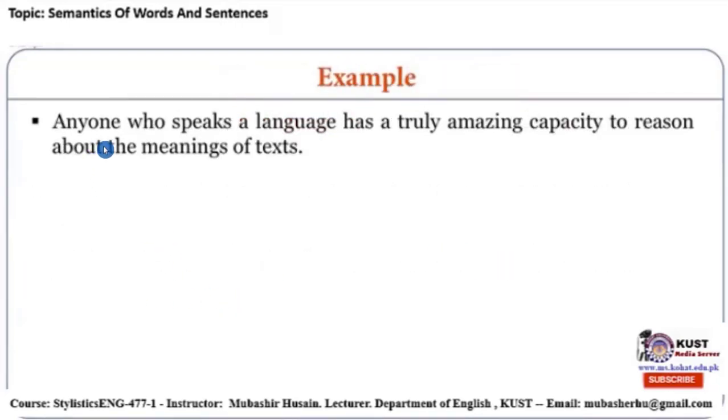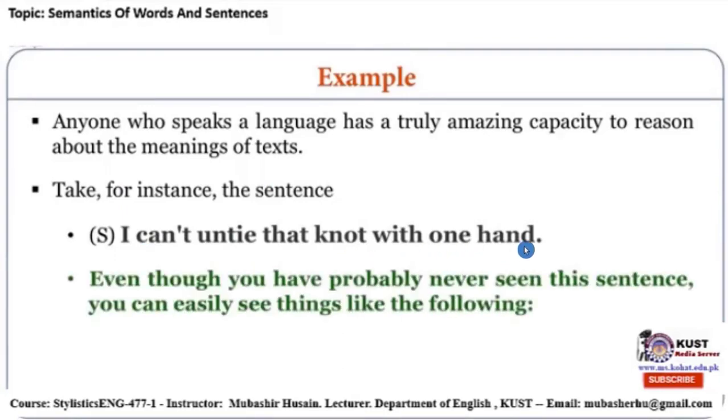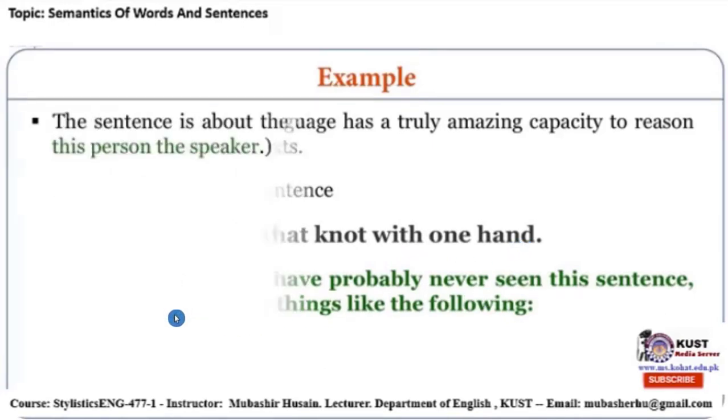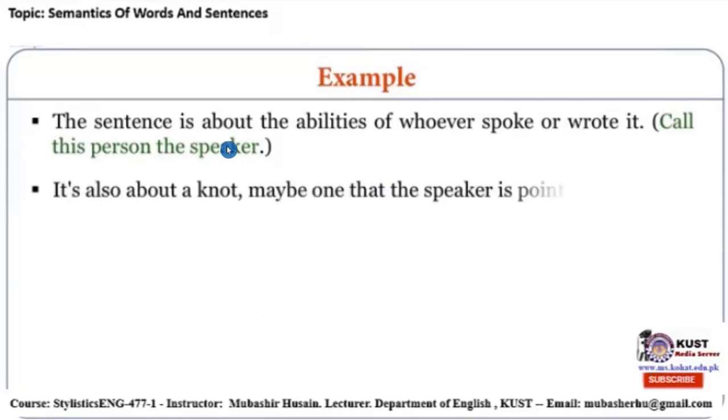I will just give you an example. Anyone who speaks a language has a truly amazing capacity to reason about the meaning of text. For example, the sentence, "I can't untie the knot with one hand." Even though you have probably never seen this sentence, you can easily see things like the following. The sentence is about the abilities of whoever the speaker or the writer is.